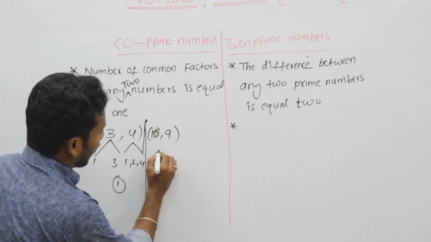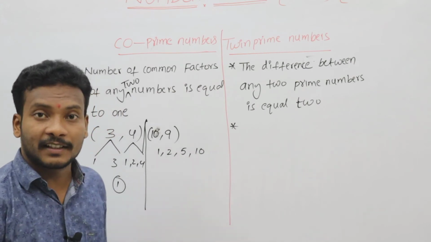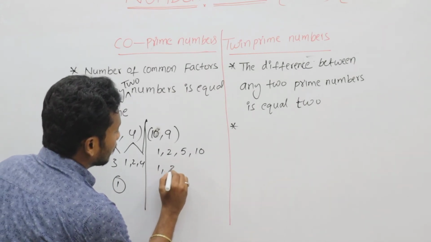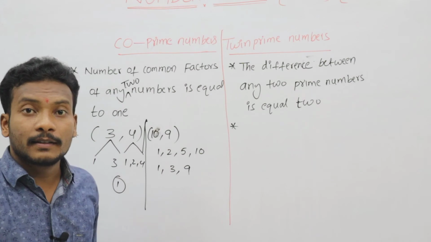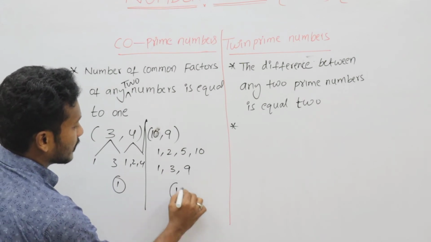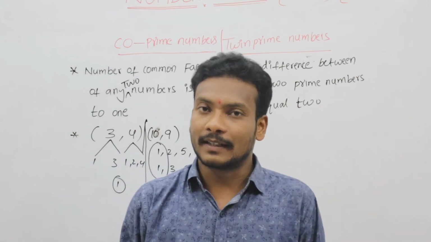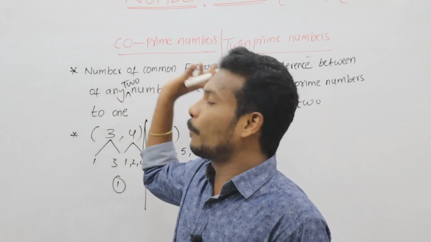What are the factors for 10? 1, 2, 5, 10. What are the factors for 9? 1, 3, 9. How many common factors are there here? Only 1 is the common factor. This is also one type of co-prime numbers.